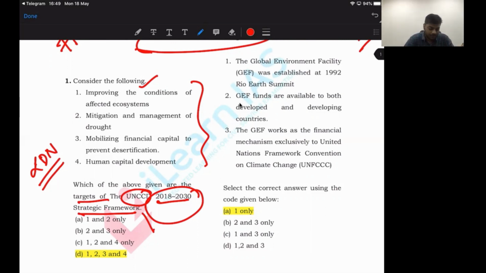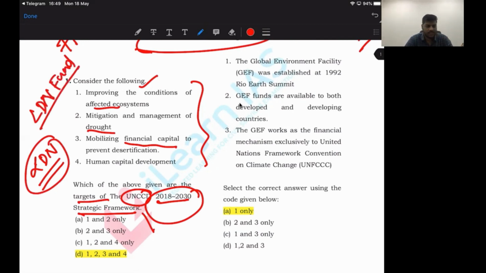These are it. Improving the conditions of affected ecosystems, a very general and positive one. Mitigation and management of drought, again a very positive one related to degradation. Mobilizing financial capital to prevent desertification, again a very general one. To attain land degradation neutrality, there should be a land degradation neutrality fund. Through this fund, UNCCD will finance desertification preventing activities.